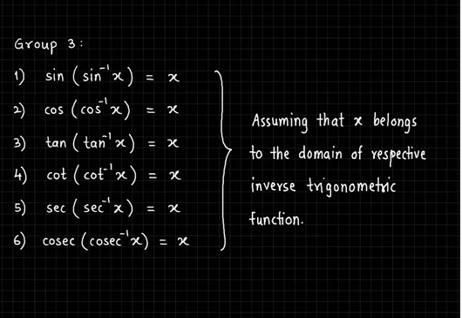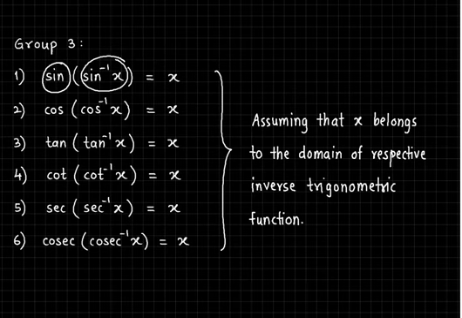Now we move on to the next set of properties, that is, the third group of properties. Here we again have a very similar structure on the left hand side. That is, the outer function is the trigonometric function, and inside that we have the inverse trigonometric function of the same function, right? So sine inverse of x is equal to x.